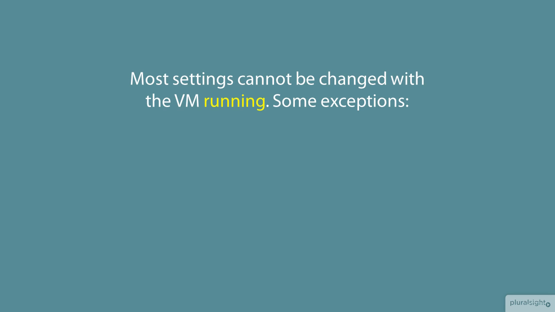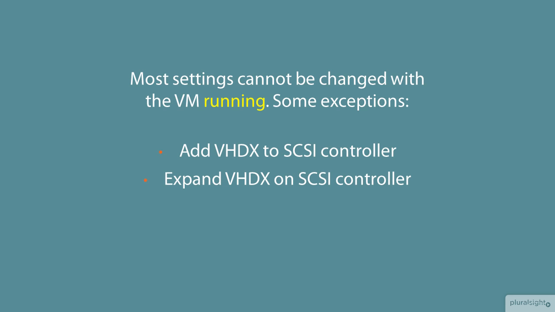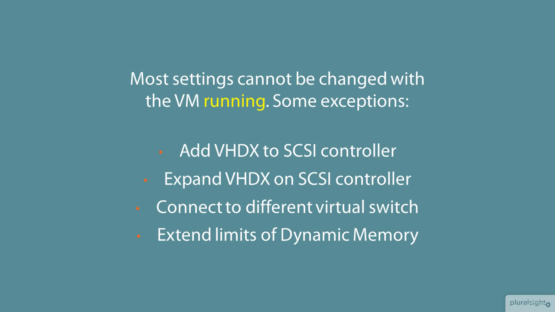Now, as a general rule, you can always make changes to VMs when they are stopped. There are some things you cannot change on a running VM, but there are some exceptions. You can add a VHDX to a SCSI controller, expand the size of a VHDX on a SCSI controller, connect to a different virtual switch, and extend the limits of dynamic memory. In fact, in Windows 10, you can even add or remove a virtual network card while a VM is running, although, of course, that might disrupt any networked sessions that you're running in that VM. And you can change RAM allocations even if you haven't enabled dynamic memory.